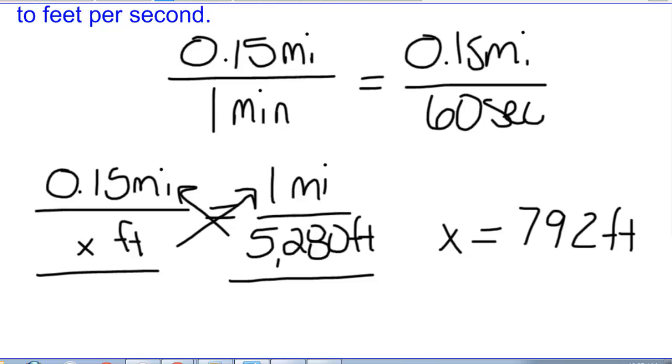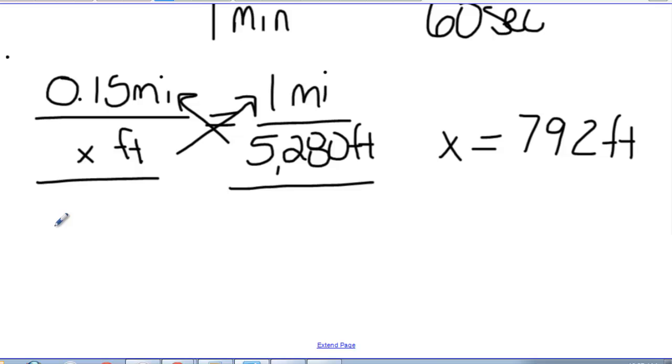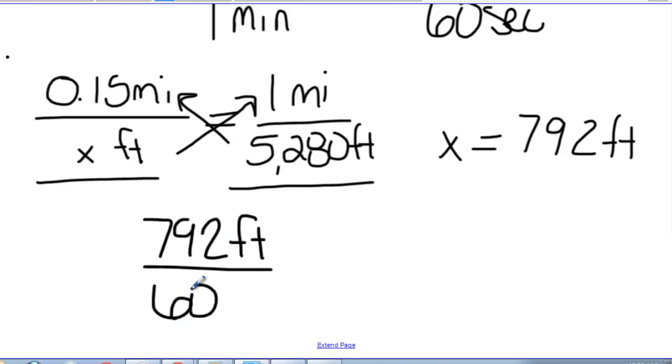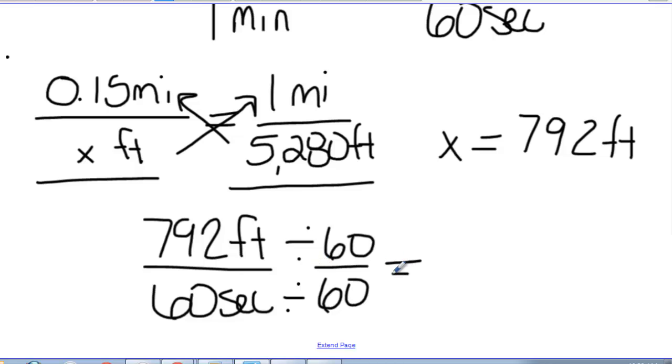Okay, so now, remember back here, we had our 0.15 miles per 60 seconds. So I'm going to now take that feet amount that's the same as the 0.15 miles, and I have a new rate, 792 feet per 60 seconds. And so now I want to make this into a unit rate because I want to know how many feet I'm going per 1 second. I'm going to divide by 60 over 60, and that is going to give me 1 second on the bottom of my ratio, my rate, excuse me, rate or ratio.